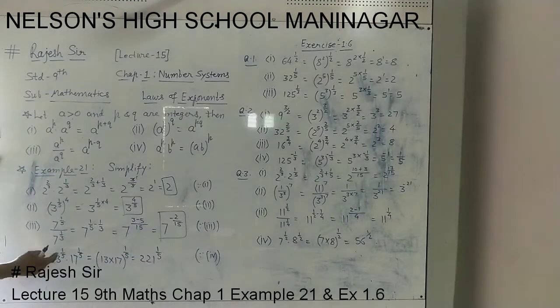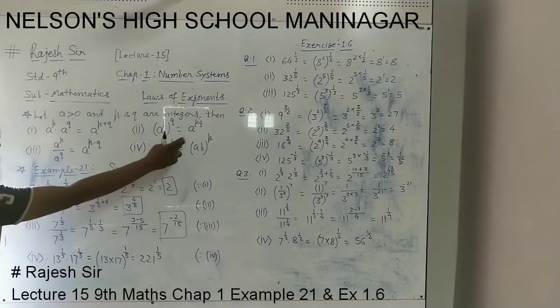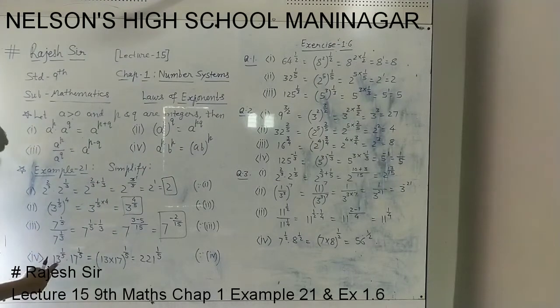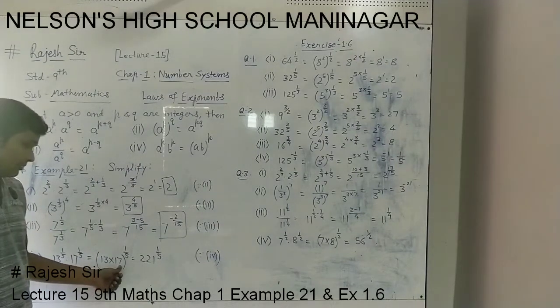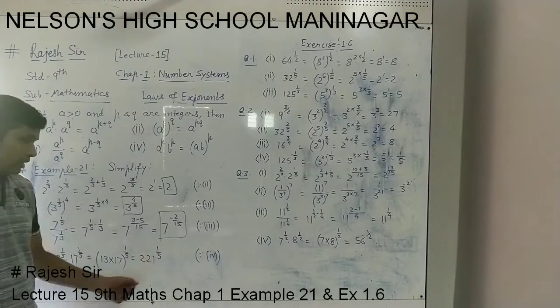Fourth number, 13 raised to 1 upon 5 into 17 raised to 1 upon 5. A and B are different but the powers are the same, like in the fourth number law. So multiply A and B, and the common power will stay common. So 13 into 17 multiplied, and the power 1 upon 5, we have 221 and the power as it is, 1/5.